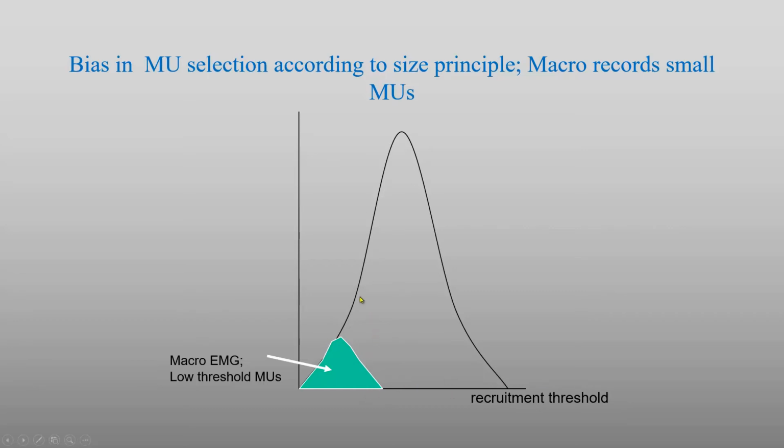But normally we use a third of maximal strength. Nearly all recordings are made in the lower portion here, so the reference material that we have developed is also valid for the low threshold motor units.